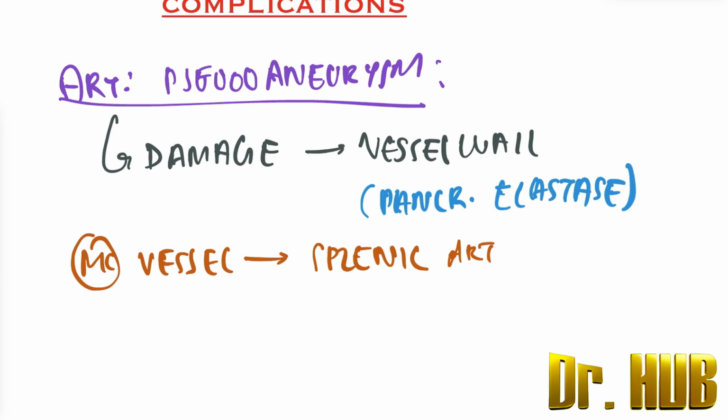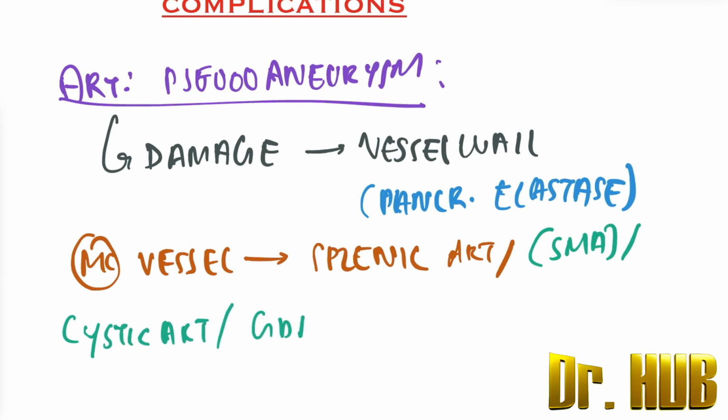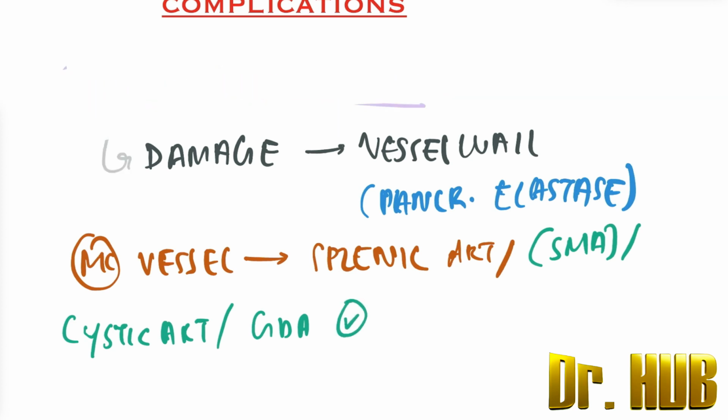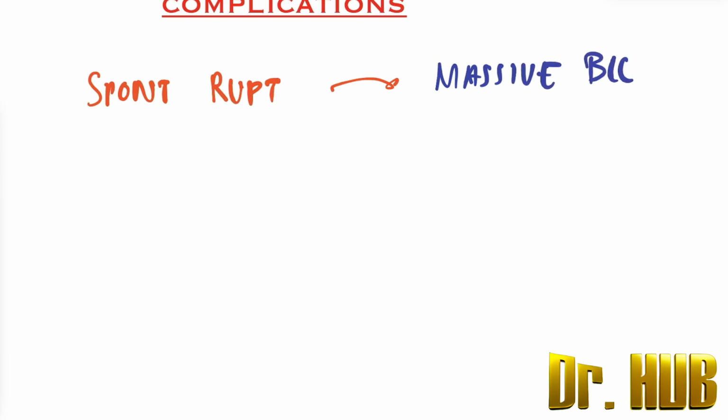It is the splenic artery, but the SMA, the superior mesenteric artery, the cystic artery, and the gastroduodenal artery, GDA, may also be affected. Then there may be a spontaneous rupture, which results in massive bleeding.